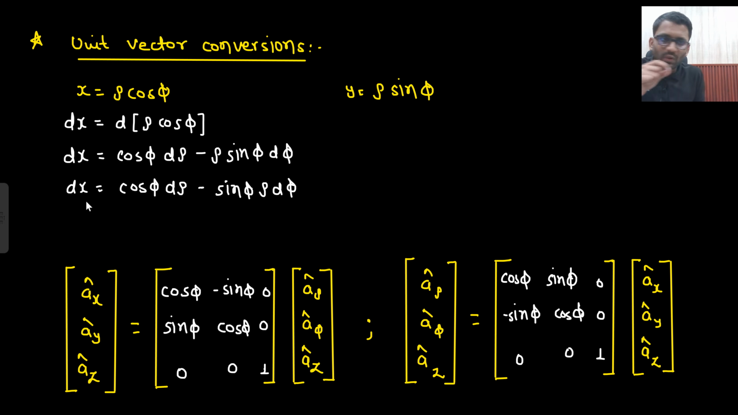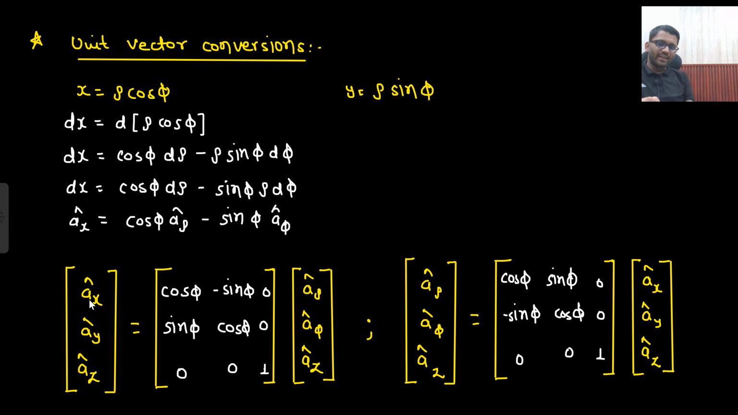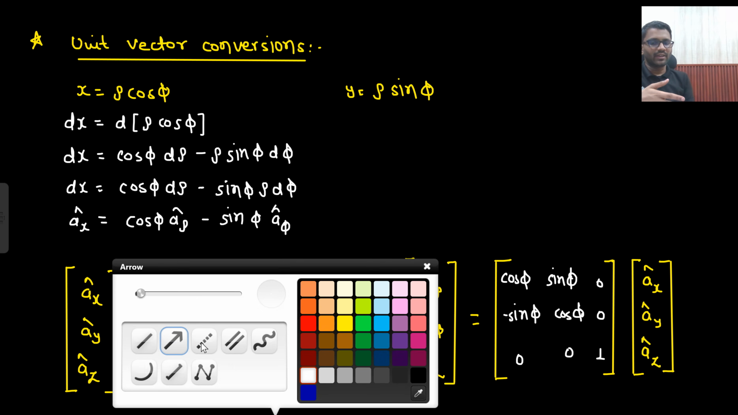If I am working with small length dx, that means I must be working in ax direction. If I am working with small length d rho, that means I must be working in a rho direction. If I am working with small length rho d phi, that means I would certainly be working in a phi direction. So ax cap equals cos phi a rho cap minus sin phi a phi cap. All the derivation I am giving, from where these things are coming. You should know it.